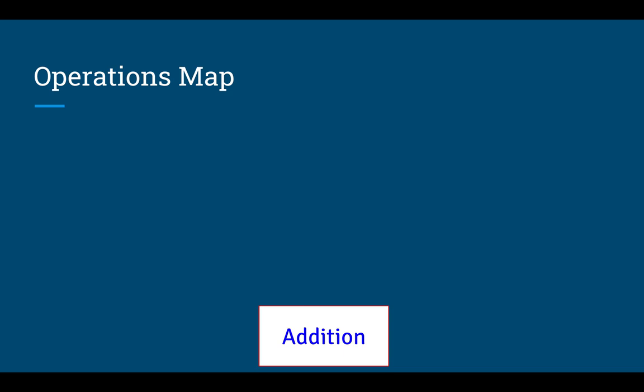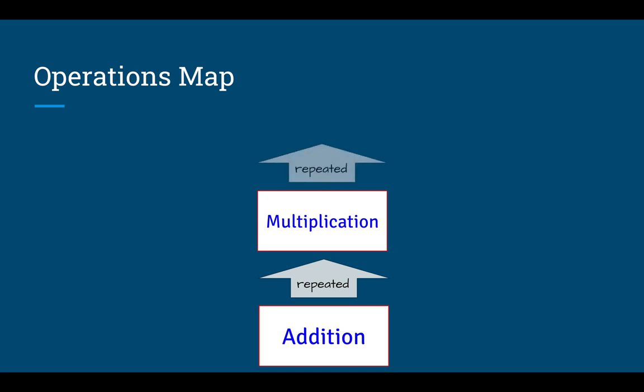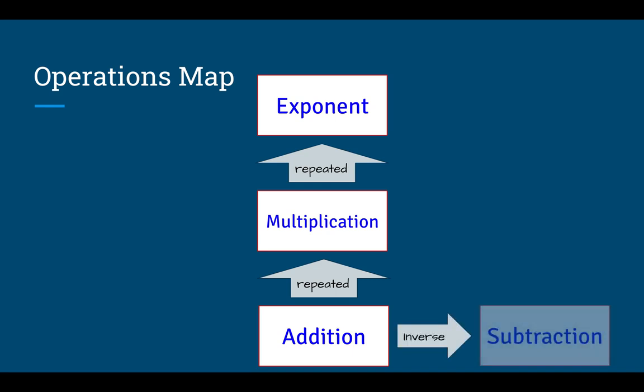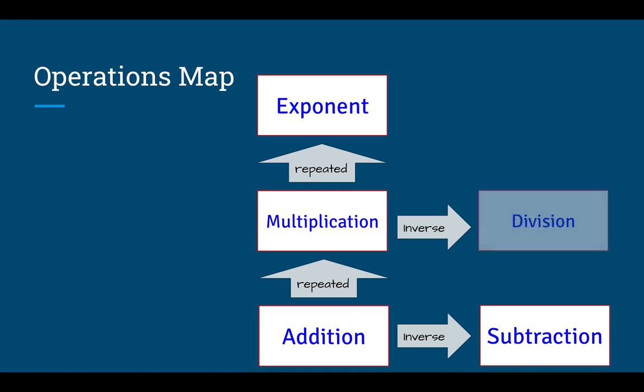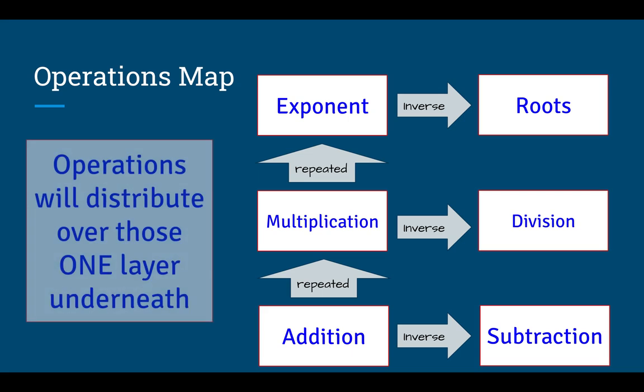So let's quickly map out how the different operations relate to each other. We've got addition, and if we repeat that again and again and again, we get multiplication. We repeat that, we get exponents. Each of those has an opposite: addition has subtraction, multiplication has an opposite of division, and exponents have roots as their opposite.